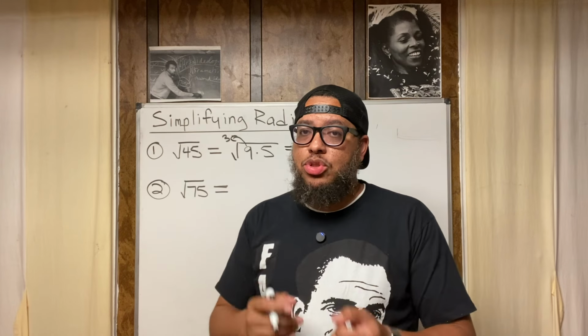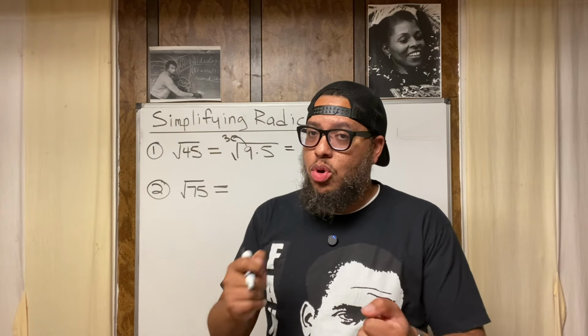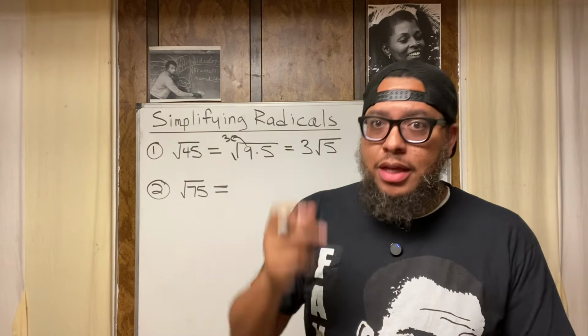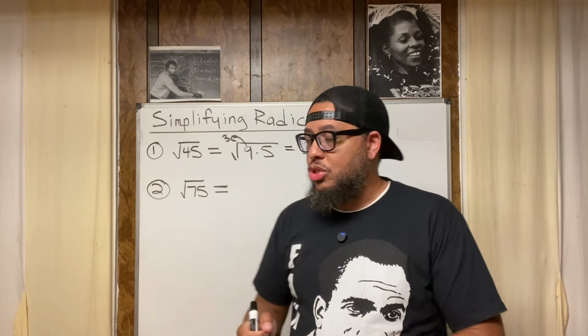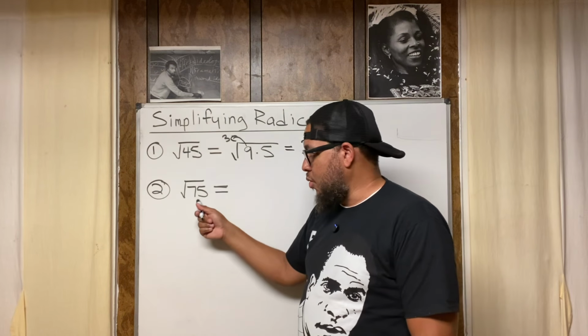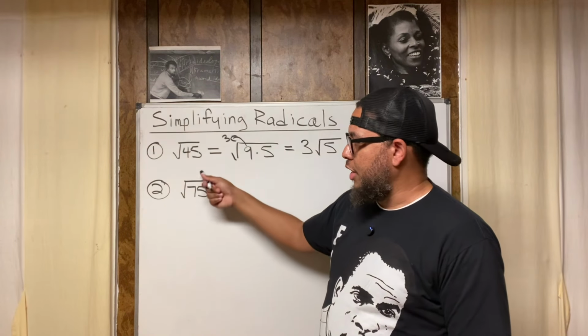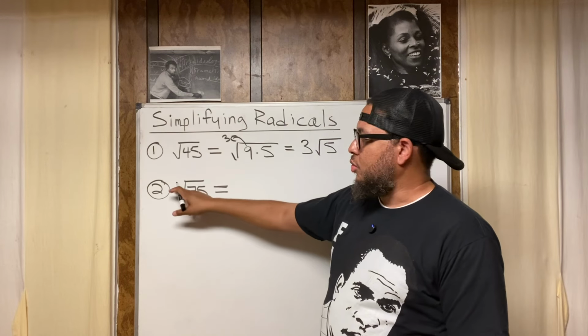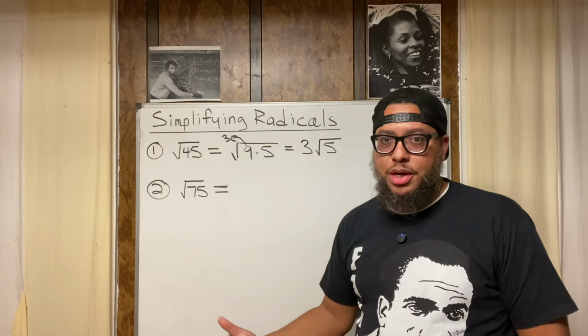There's no whole number between 8 and 9. Think about that. There's no whole number between 8 and 9. So therefore, 64 is less than 75. 81 is greater than 75. So there's no way that 75 could be a perfect square.